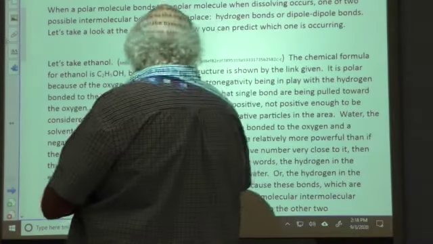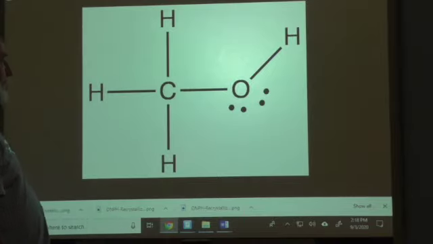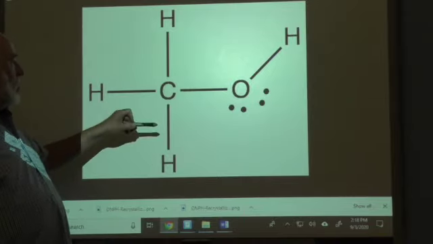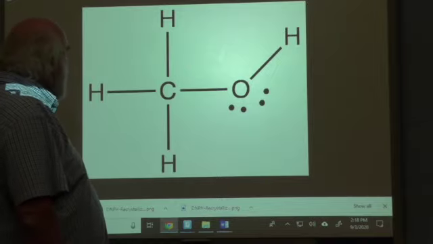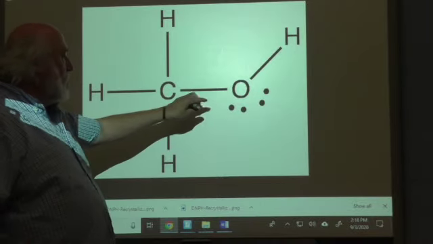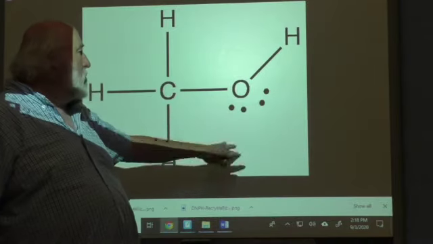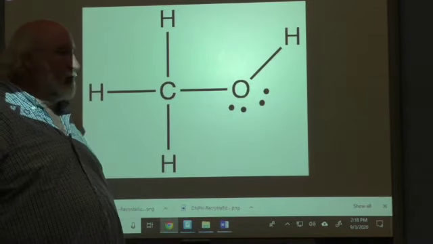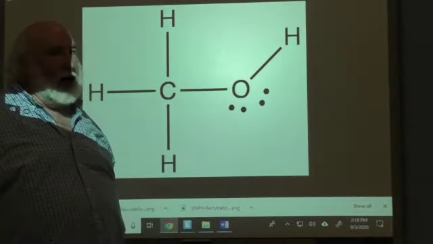So let's take ethanol. There's ethanol right there. Ethanol is a carbon. That's methanol, actually. Ethanol has two carbons in it, but it's the same base area. So this is methanol. But methanol has 3 hydrogens around it, and instead of a 4th hydrogen on the carbon, that hydrogen is bonded to an oxygen, which means this is now a polar molecule. But the key to this is this hydrogen bonding to this oxygen.